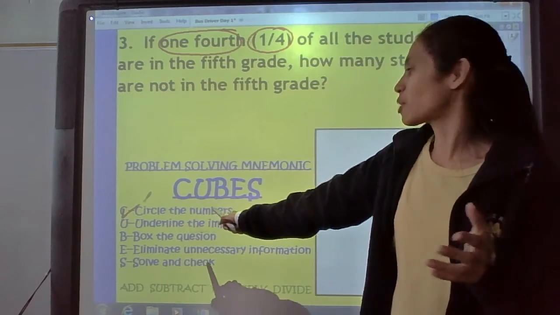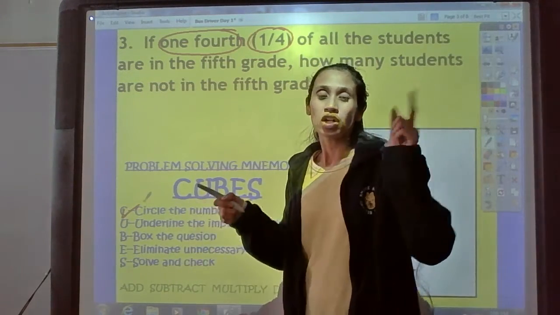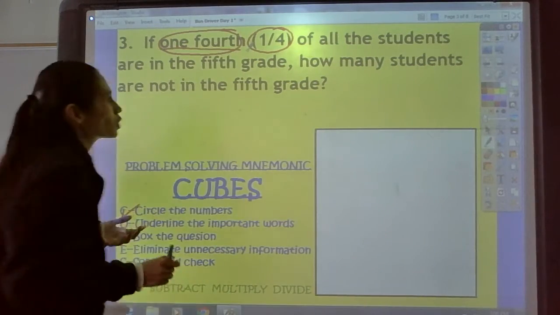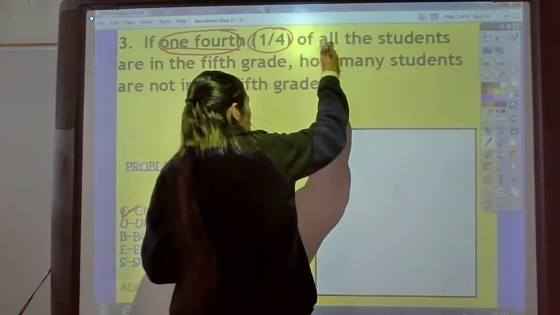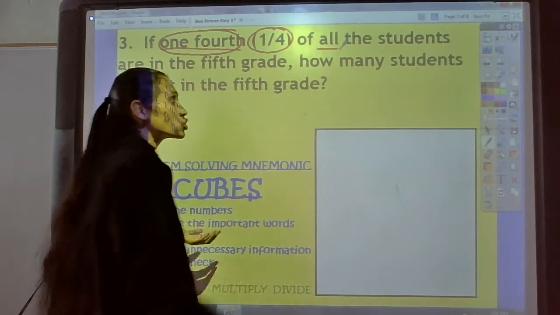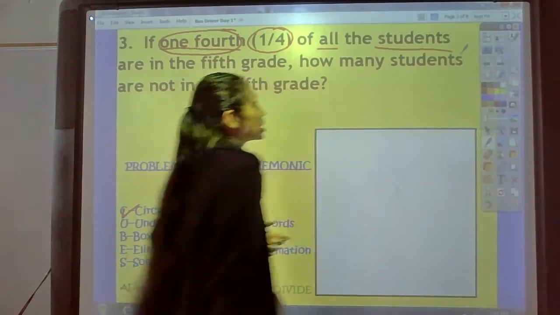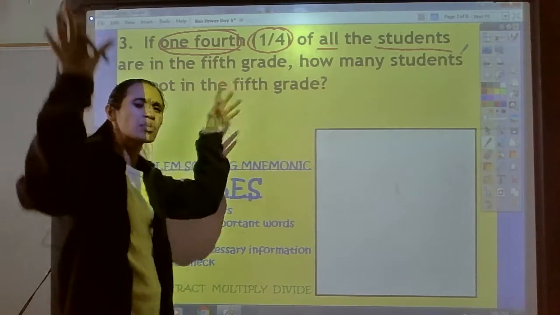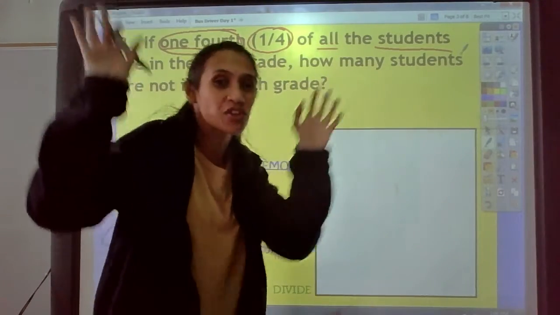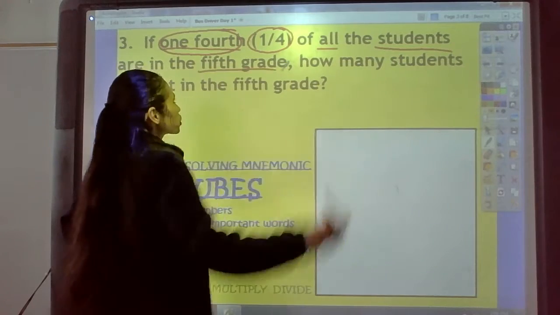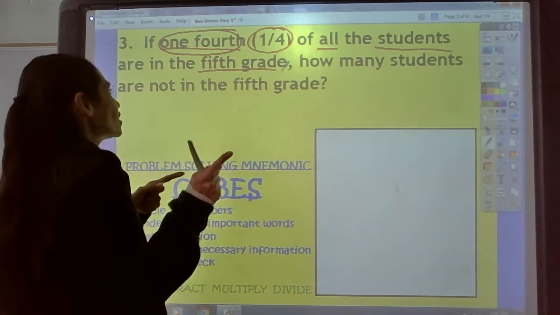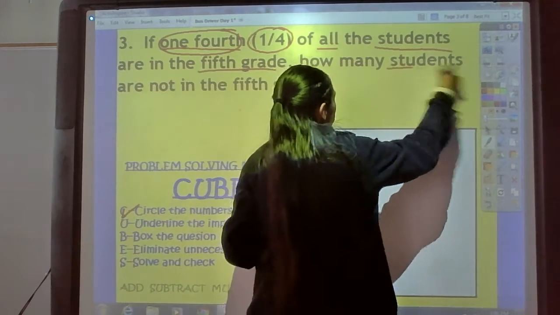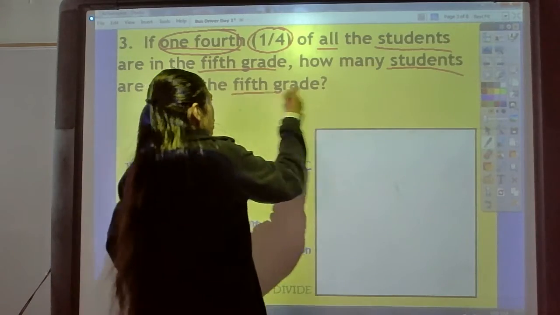Next, the next step is underline the important words. Call out some important words to me. Let's see. So we know that 1/4, that's important. What else? All is an important word. What else do you see? Students. Now, maybe you underline different words than I do. What else do you see? 5th grade, yes. Woohoo! Put your hands up if you're in the 5th grade and you love 5th grade. Yes, I love 5th grade and all the other grades too. All right, now what else? Students. What else? Oh, we have 5th grade.